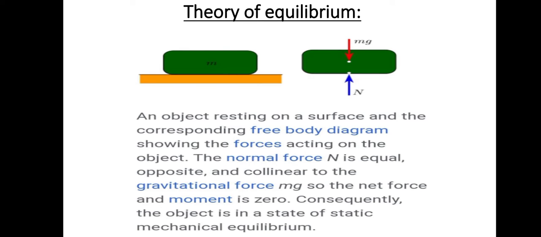Let us start with understanding the theory of equilibrium. An object resting on a surface and the corresponding free body diagram showing the forces acting on the object. The normal force N is equal to, opposite and collinear to gravitational force mg, so that the net force and moment is zero. Consequently, the object is in the state of static mechanical equilibrium.